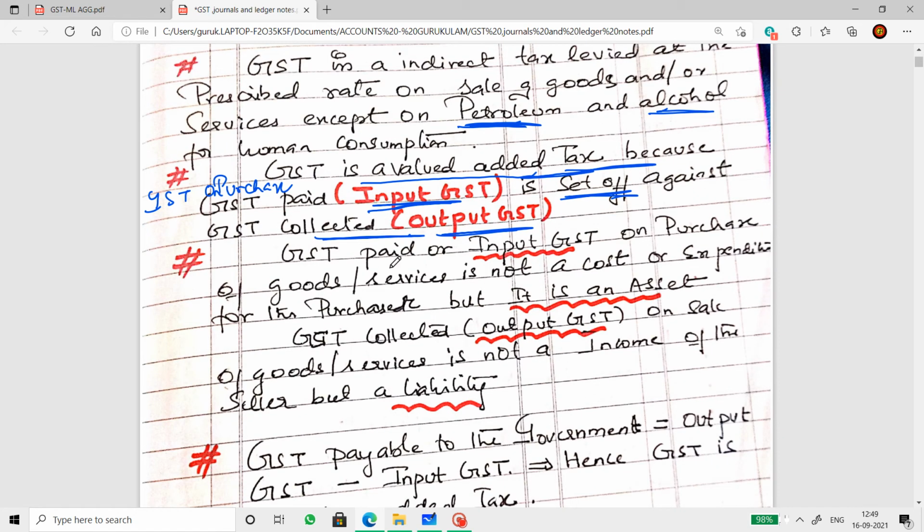Point 3. Well, point 3 is not that relevant for 10th standard, but still I am giving a rough reading to this. GST or input GST on purchase is not a cost or an expenditure, but it is an asset. Forget about that, it's not so important for you all. GST collected on sale of services is an income.